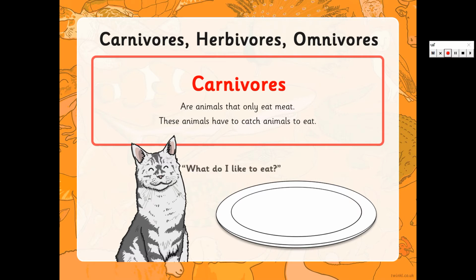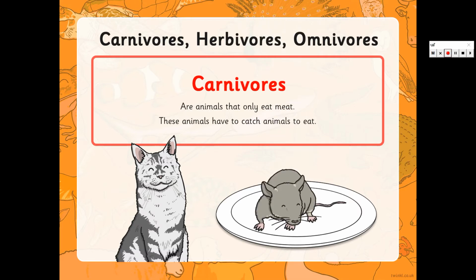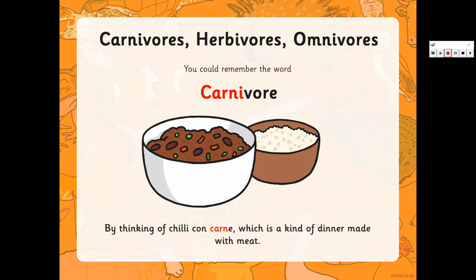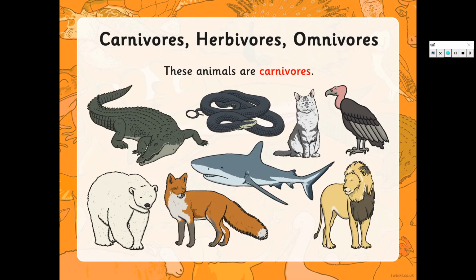So what do cats like to eat? We know this from our English work because Mossop is not doing a very good job, but he likes to catch and eat mice. So that means that he is a carnivore. So you can remember the word carnivore by thinking of a chili con carne, which is a type of dinner that is made with meat because it's got mince in it.